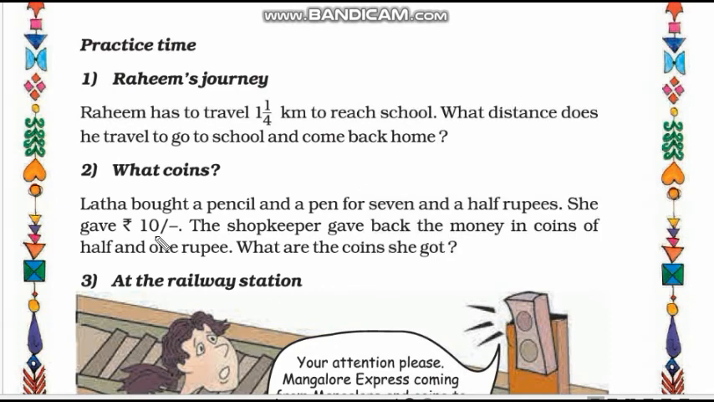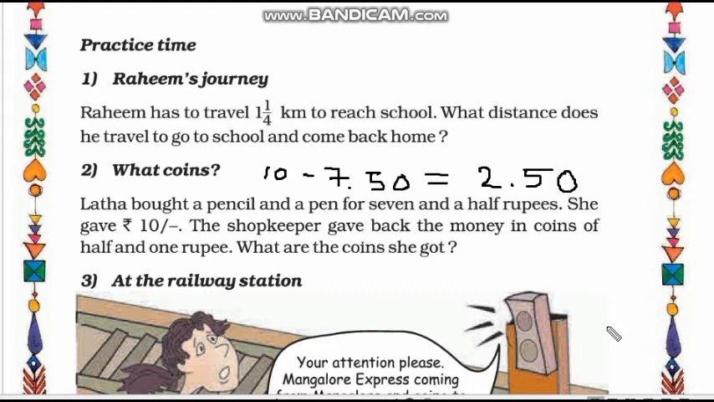Latha had rupees 10 and she bought a pencil and pen for 7.5 rupees. So she spent rupees 7.5. So we have to subtract this 7.5 from rupees 10. If we subtract 7.5 rupees from 10, we will get 2.50 rupees. And here the question is, what are the coins she got?